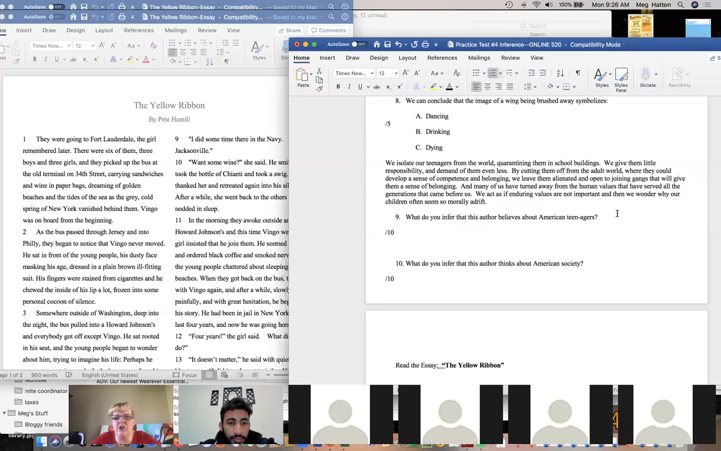And many of us have turned away from the human values that have served all the generations that came before us. We act as if enduring values are not important, and then we wonder why our children often seem so morally adrift. Okay, so maybe there's some vocabulary in here that you probably need to look up, right? What does adrift mean? Morally adrift means that they don't have morals anymore, right? They're drifting away from the morals. Anything else that you need defined?